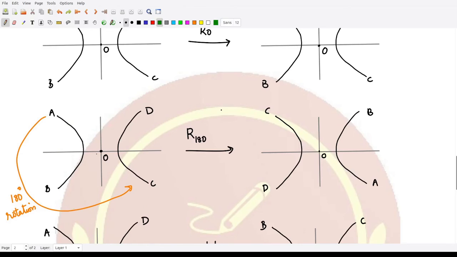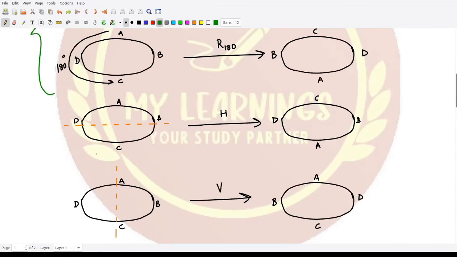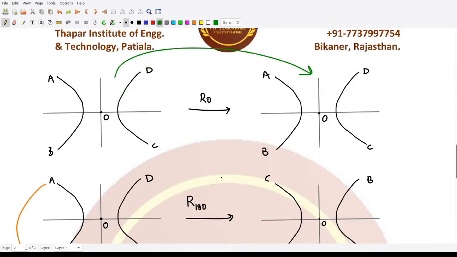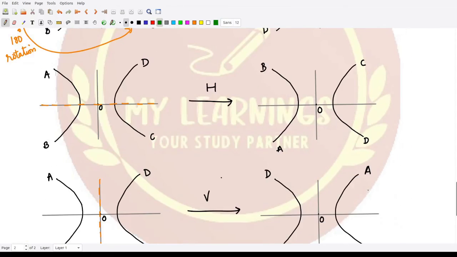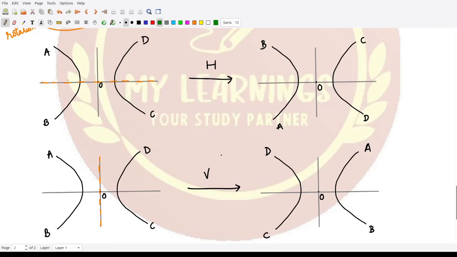This is the same thing as we have done for the ellipse. These are the two rotation symmetries. We can also have reflection symmetries here. For reflection, we can take the horizontal axis. Along this horizontal axis, if you take the reflection, we would have the same hyperbola back. For illustration, this particular arm would come to this particular arm, so A would go to the position of B and D would go to the position of C, and vice versa.